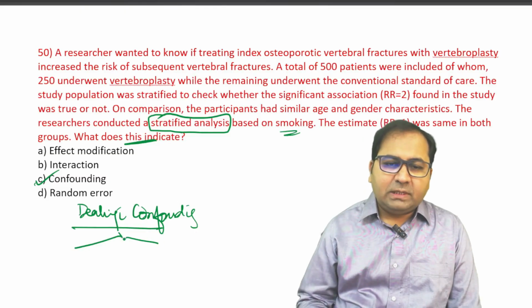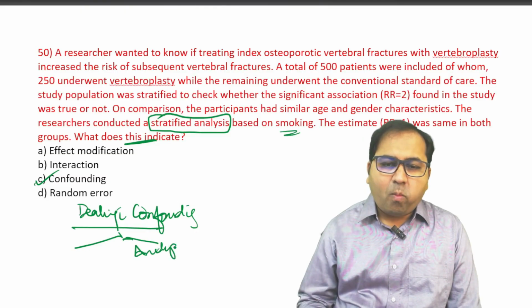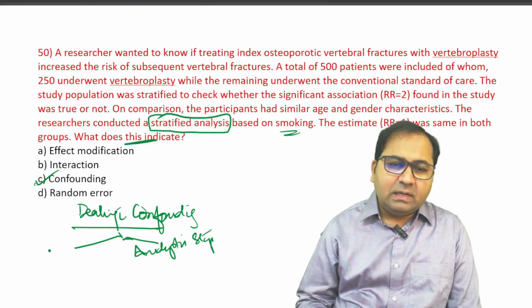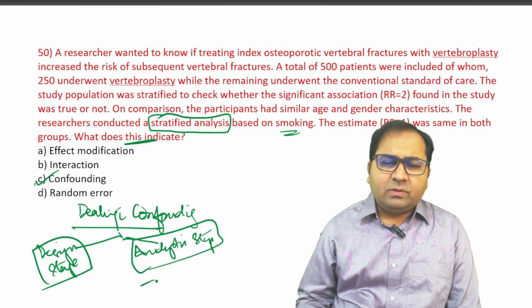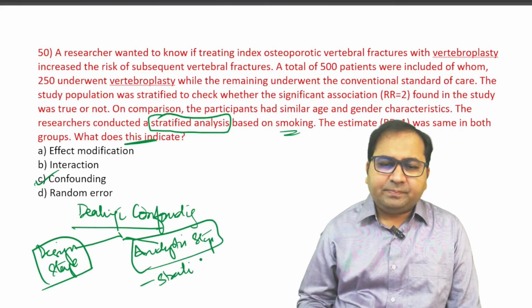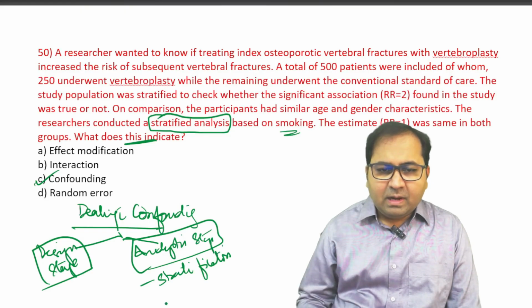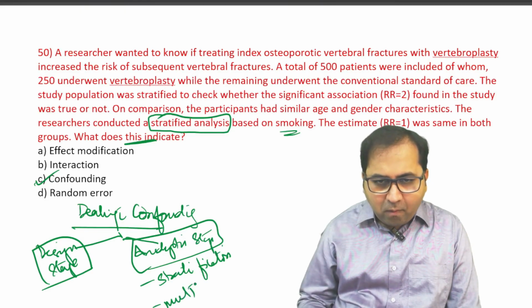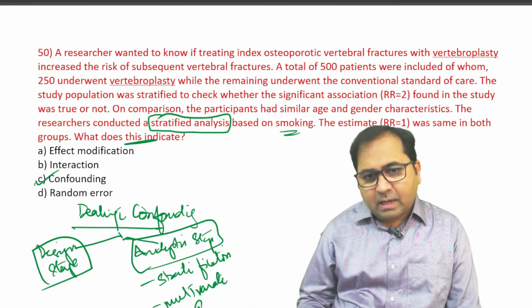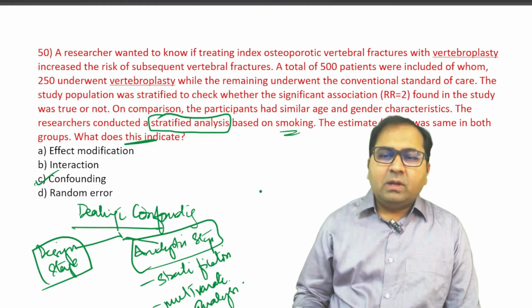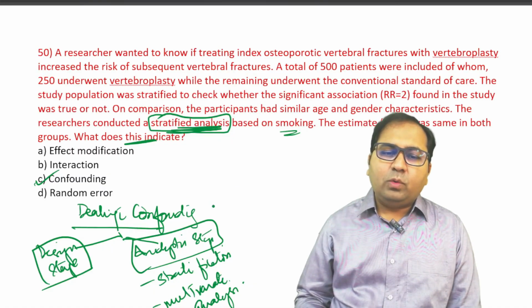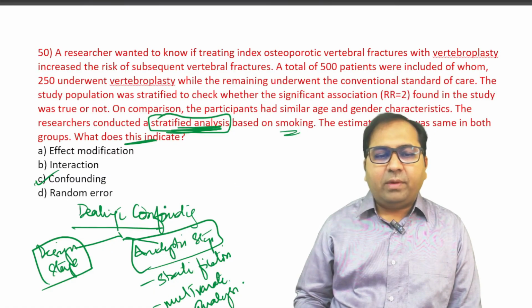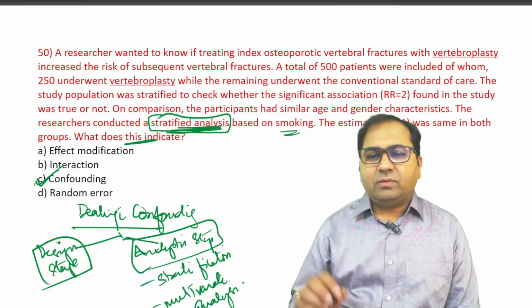has two types or two stages: analytical stage and design stage. Many questions have been asked on this concept itself. In the analytical stage, you have stratification, and secondly you have multivariate analysis. So in the question, the researchers conducted a stratified analysis. They themselves gave a clue. So this was dealing with confounding. Therefore we took confounding as the answer for this question.